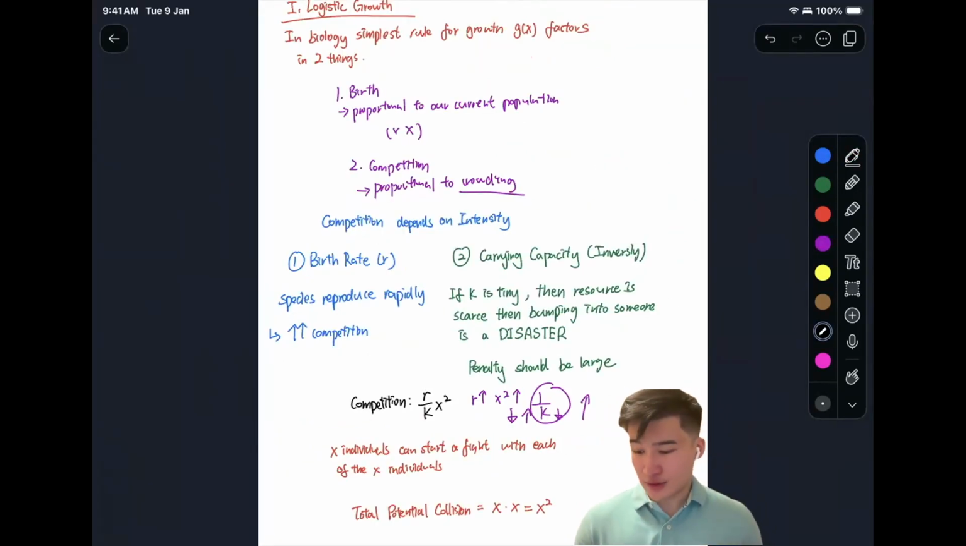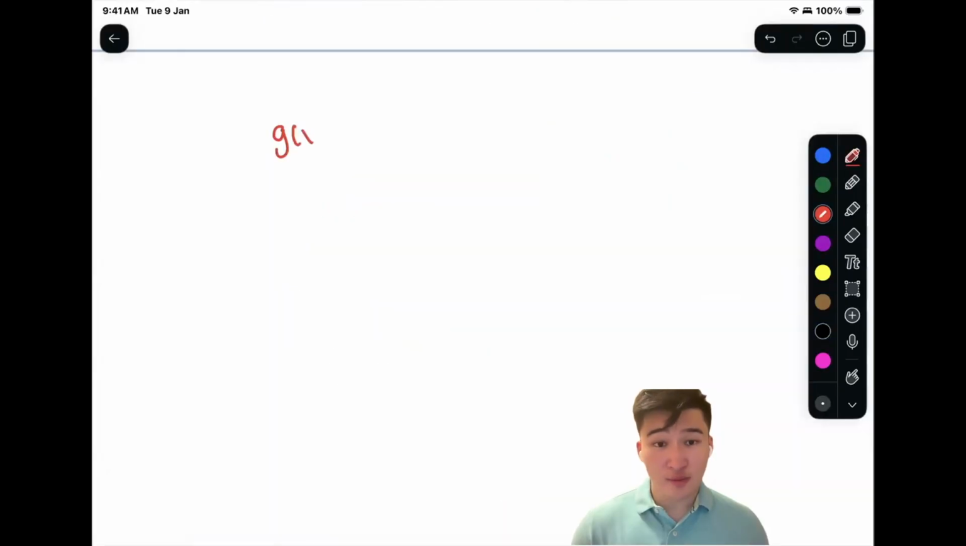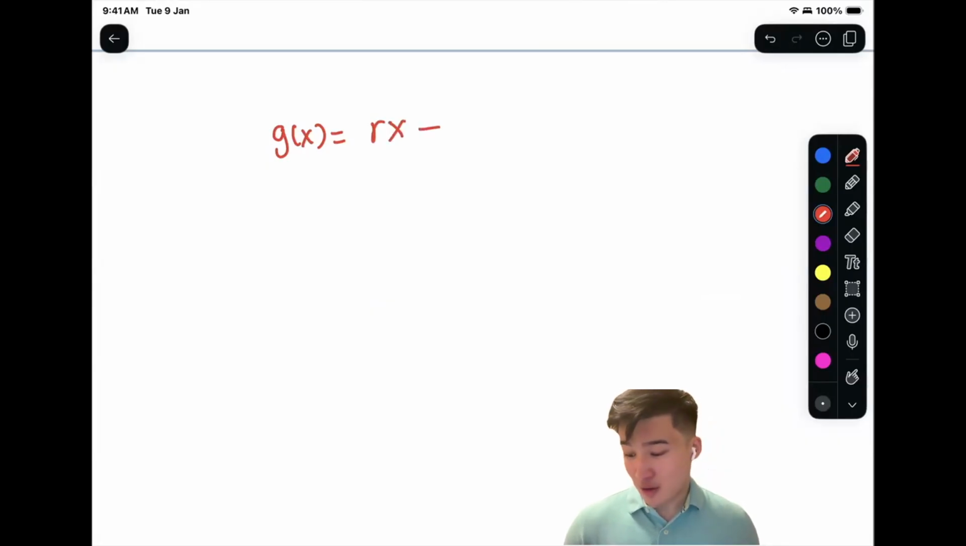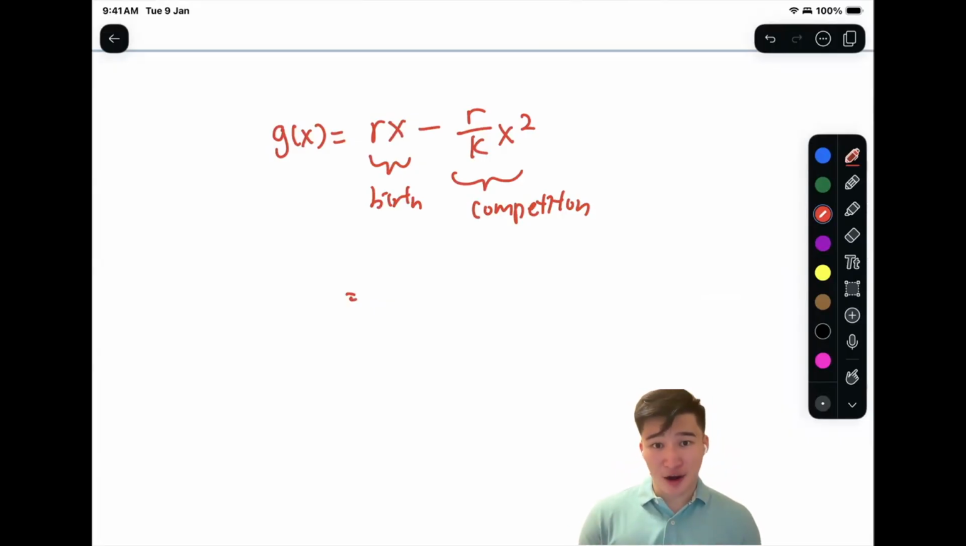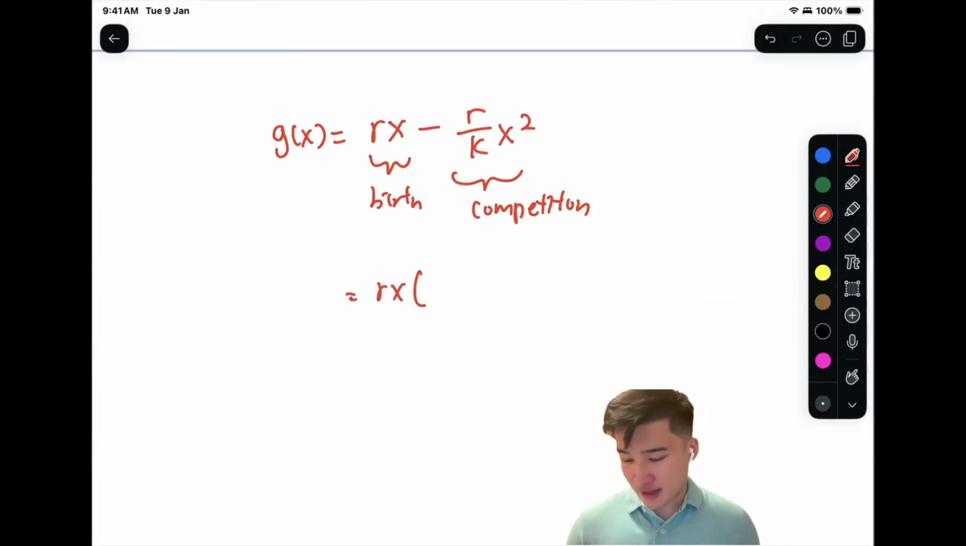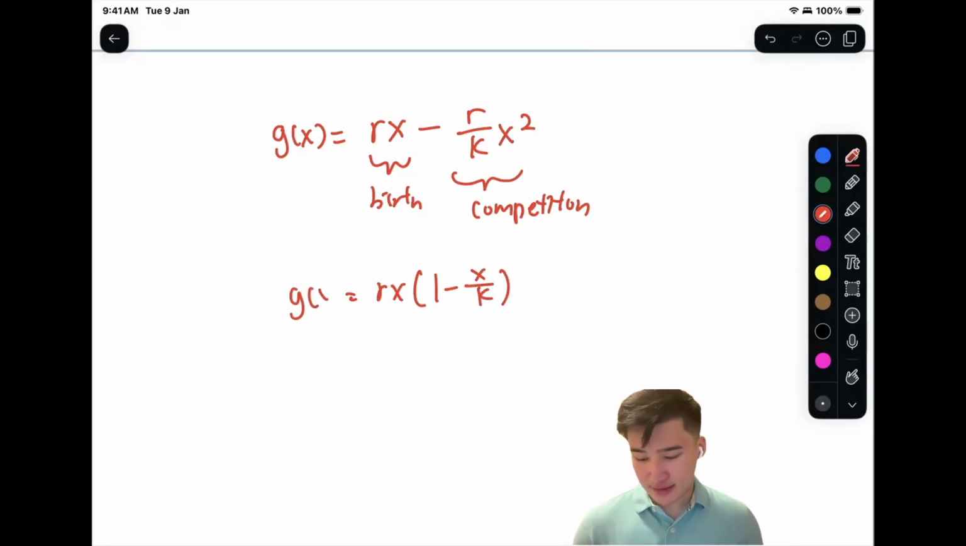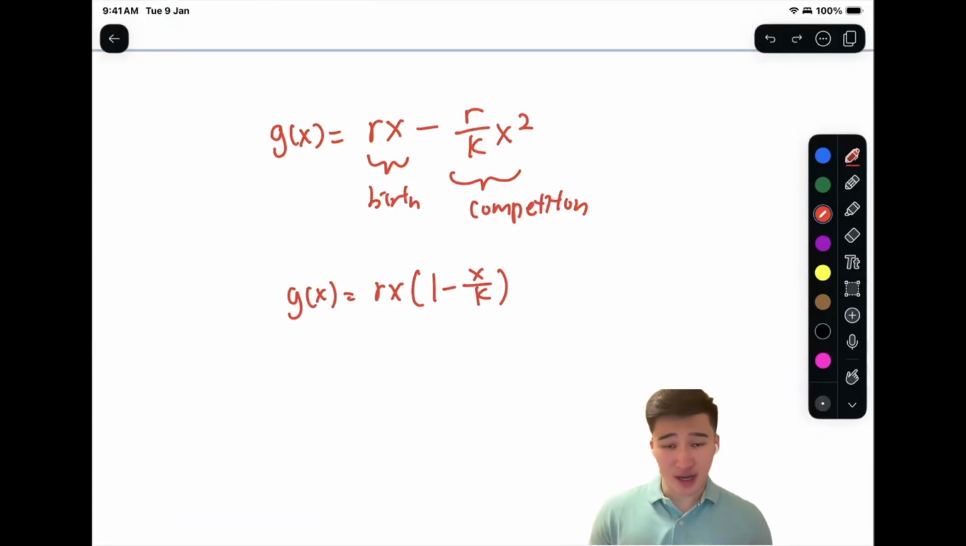So combining this one and this one, our logistic growth is going to be g(x) equals r x, which is the birth, minus r over k x squared. The competition is going to decrease the amount of population because of death: birth minus competition. If we do some manipulation, we can take out x and r from inside, and we have 1 minus x over k. There we go. This one is g(x). And we've seen this a lot of times before.